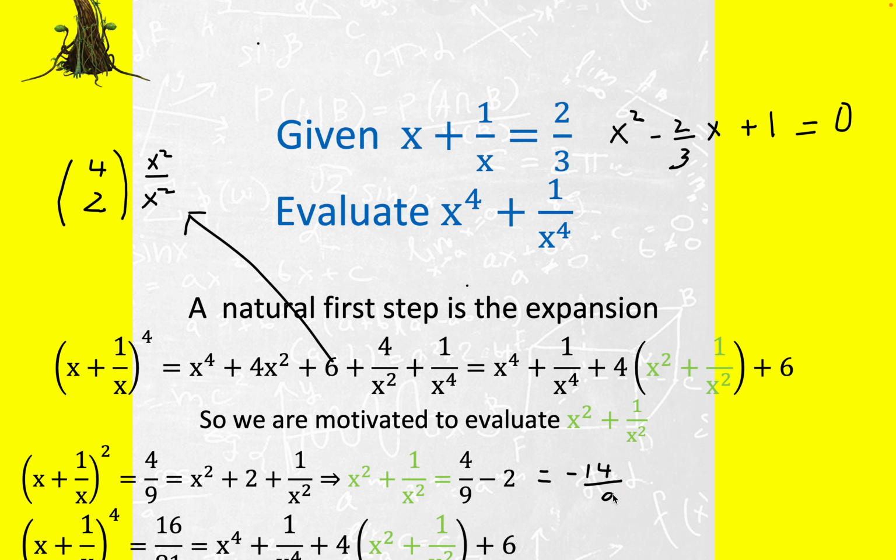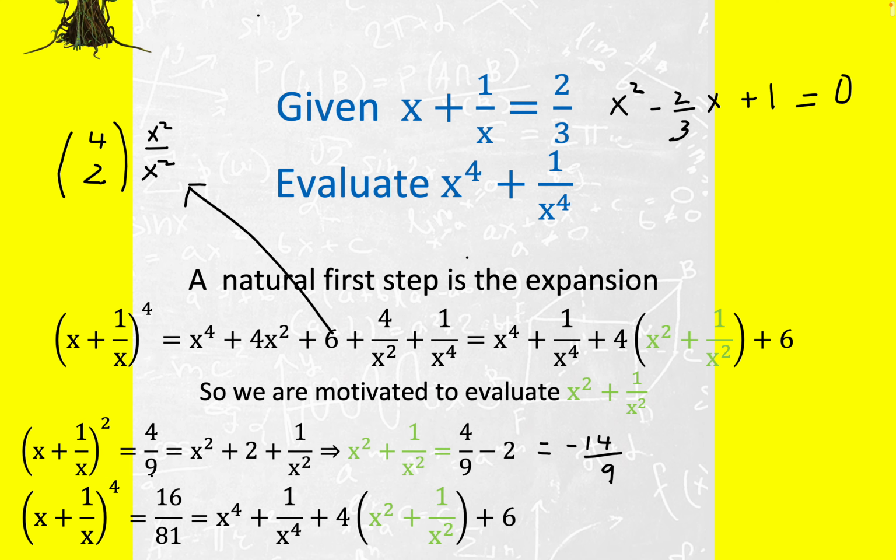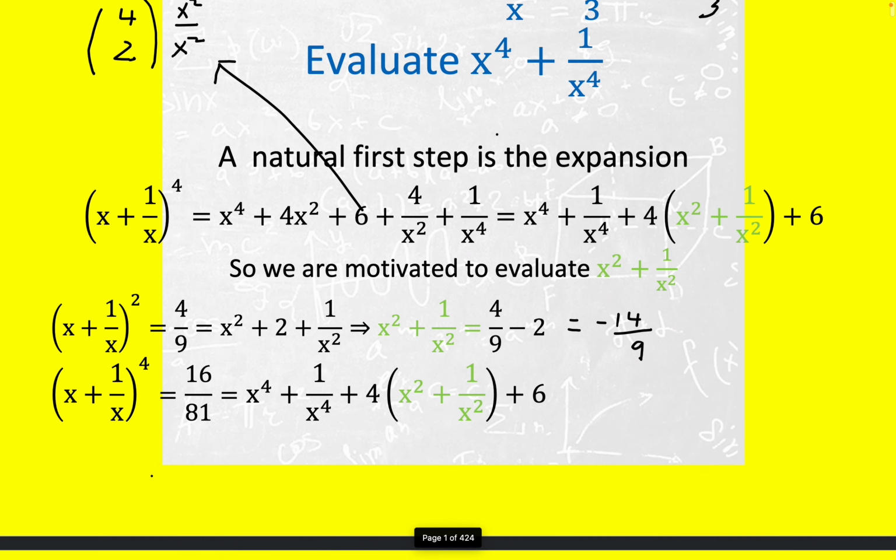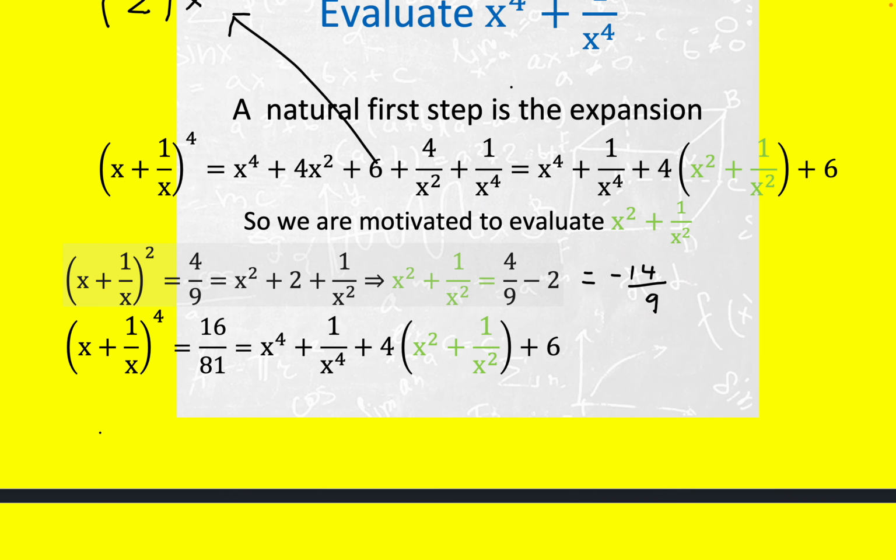And if you wonder where the 4/9 came from, don't forget x plus 1 over x is given to be 2/3. So if you square 2/3, you get the 4/9 that you see right here. Okay? And then the rest of this is just some arithmetic. I won't write down all the steps, but what you end up with is a numerical value for x squared plus 1 over x squared, namely minus 14 over 9.